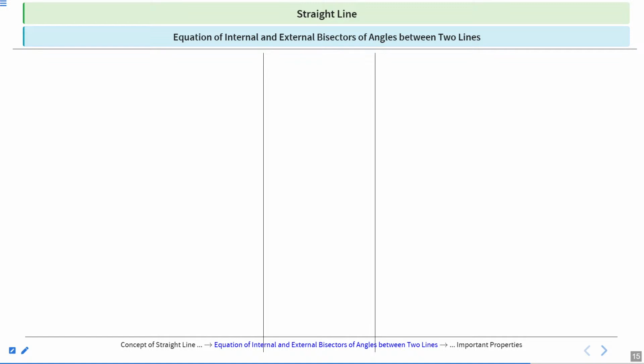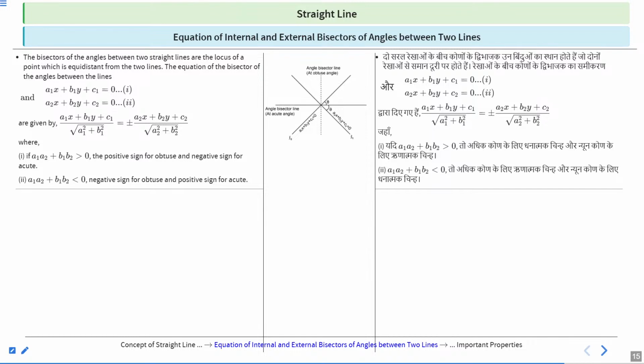Equation of internal and external bisectors of the angle between two lines. See, you can see this. We are given two lines which intersect at some point. So we can draw bisectors. See, a complete line, the angle bisector at the acute angle, right, and the angle bisector at the obtuse angle. You can see this in the figure.